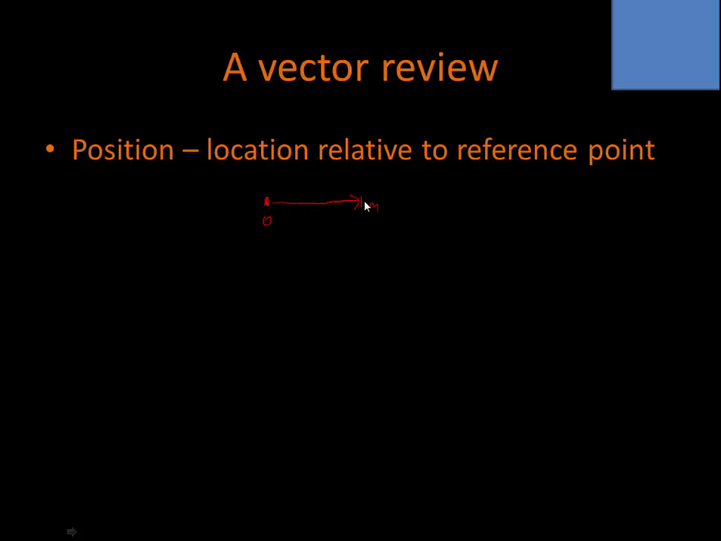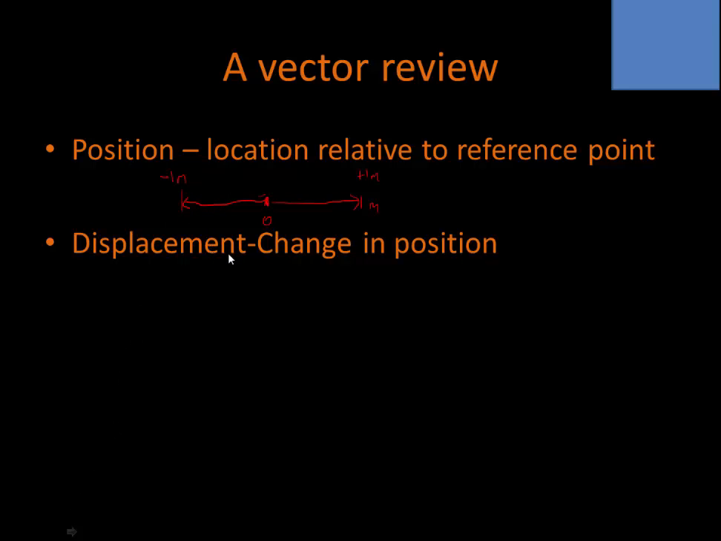This is a vector because that positive 1 meter tells me which direction in front of the reference point I am, and the 1 meter tells me how far. I could also be negative 1 meter, so this would tell me a position as well. I'm 1 meter behind the reference point. Those are both positions. Now if the position changes, that's what we call displacement.